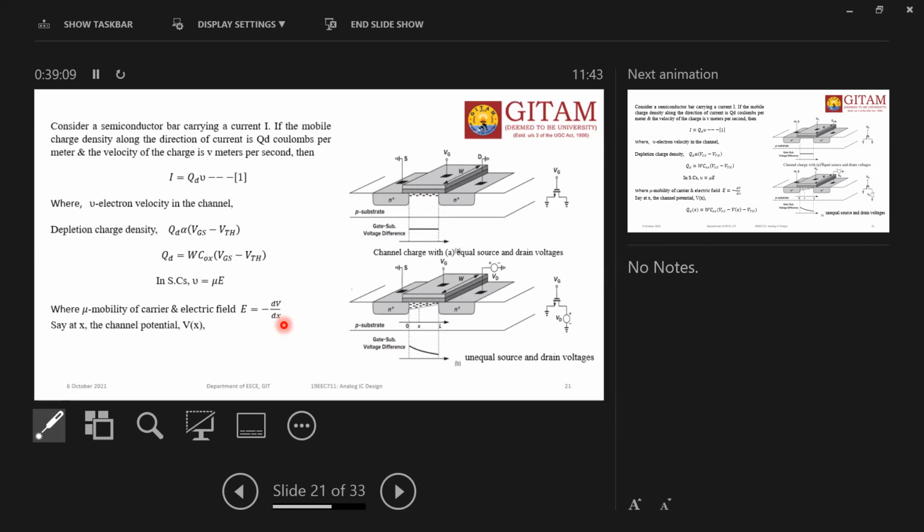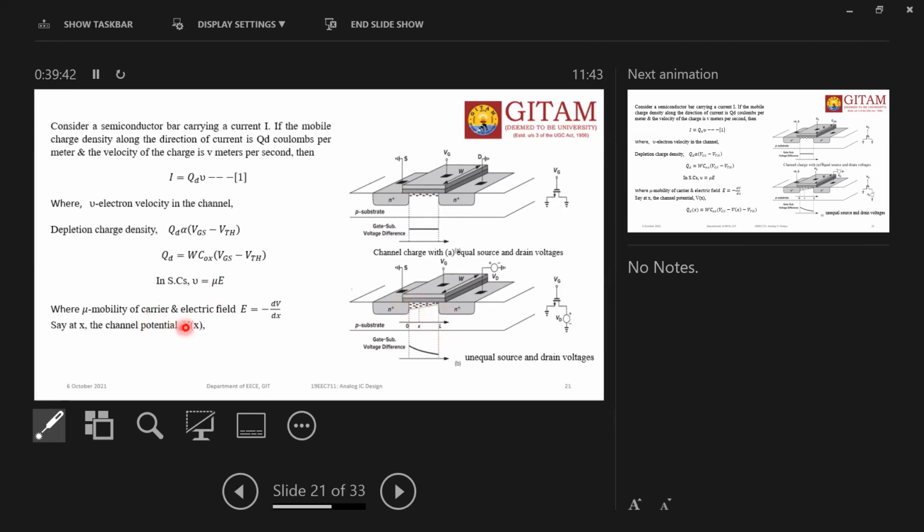Now say this is the length of the channel, total length L. Here is the starting point, so X is 0, and here X is L. I need to find the potential at any point in the channel.